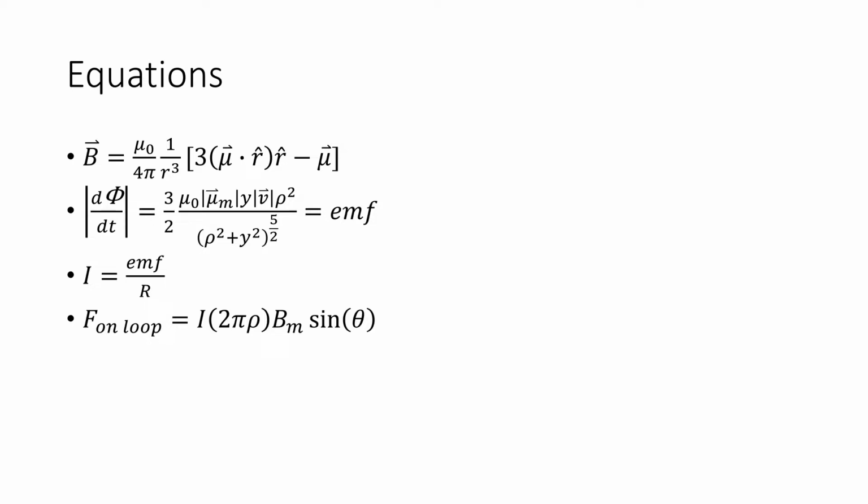The third equation is Ohm's law, which states that the EMF divided by the resistance of the ring is equal to the induced current. Finally, the magnetic force on the loop can be found from Newton's third law. The magnitude of this is the same as the magnitude of the magnetic force by the loop on the moving magnet. They act in opposite directions, with F on loop acting down and F on magnet acting up.